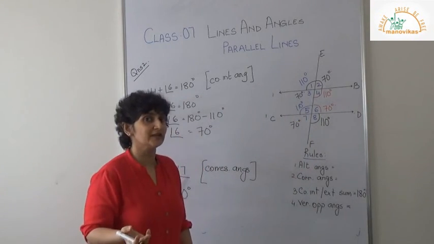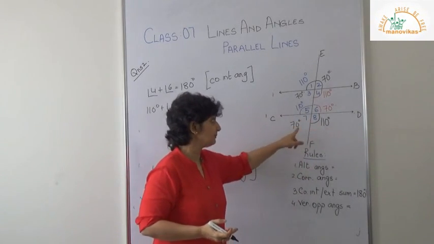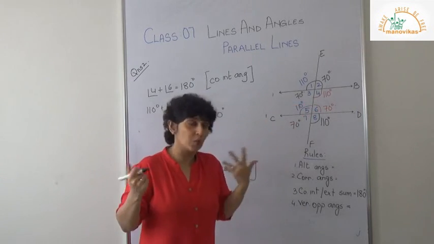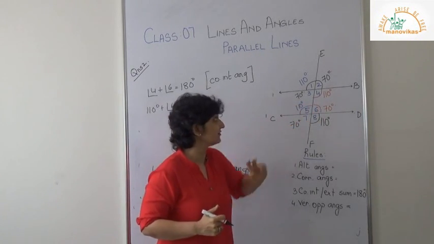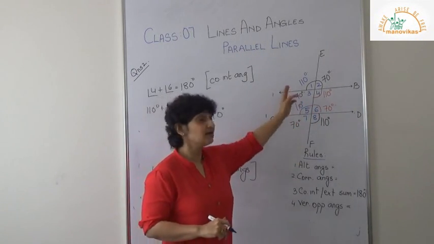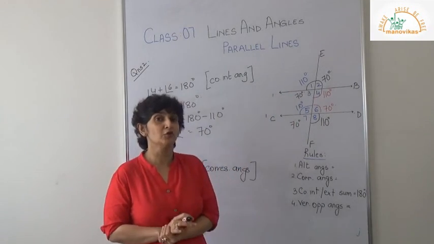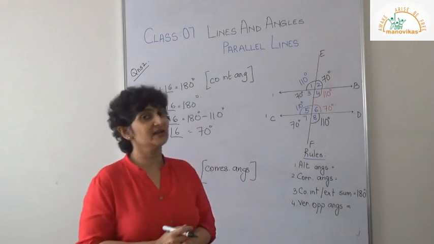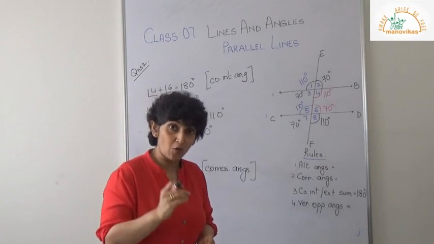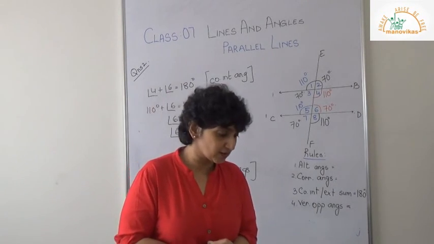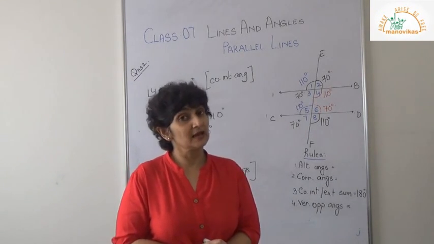Now to confirm, what can you do? I can just check. 110 plus 70, straight line, 180. 110 and 70, straight line, 180. So see, with this children, you come to know whether what you have done is right or wrong. I hope you have understood. Please work out question 1 and 2.